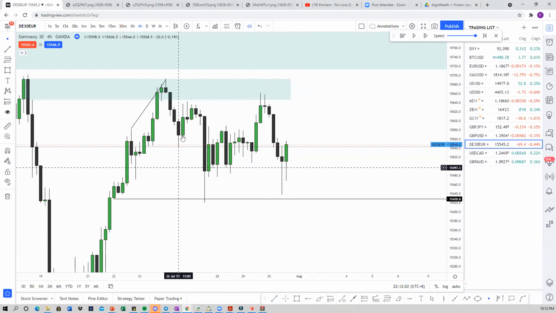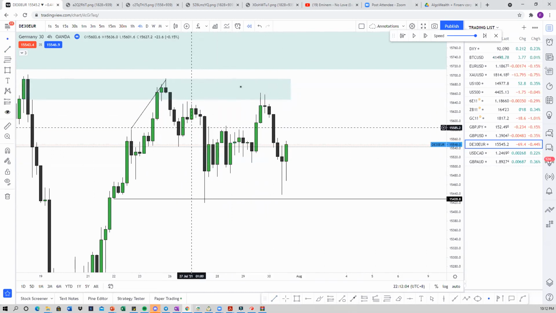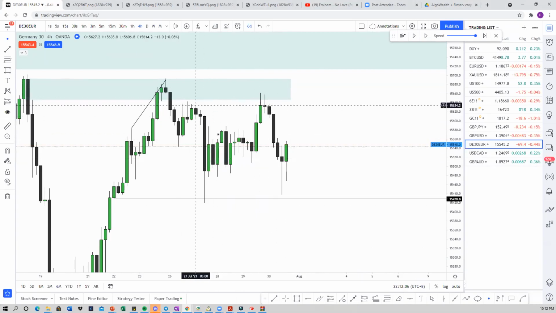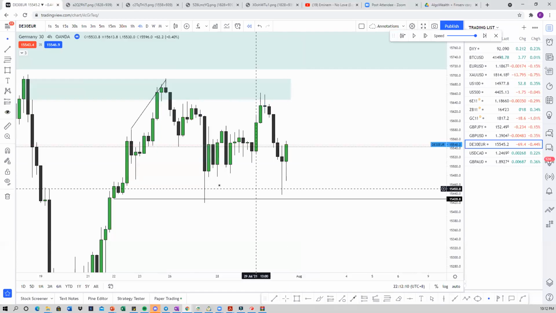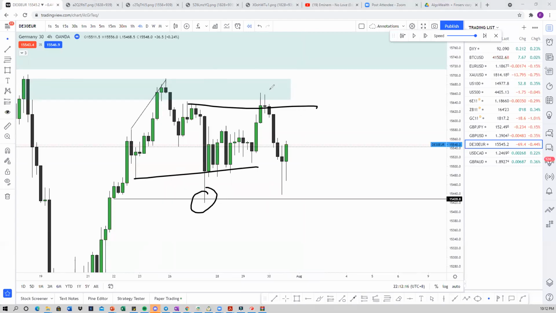Now, as a result of this portion of price action, what has it formed as a result? Strong low, weak high. Okay, strong low, weak high.